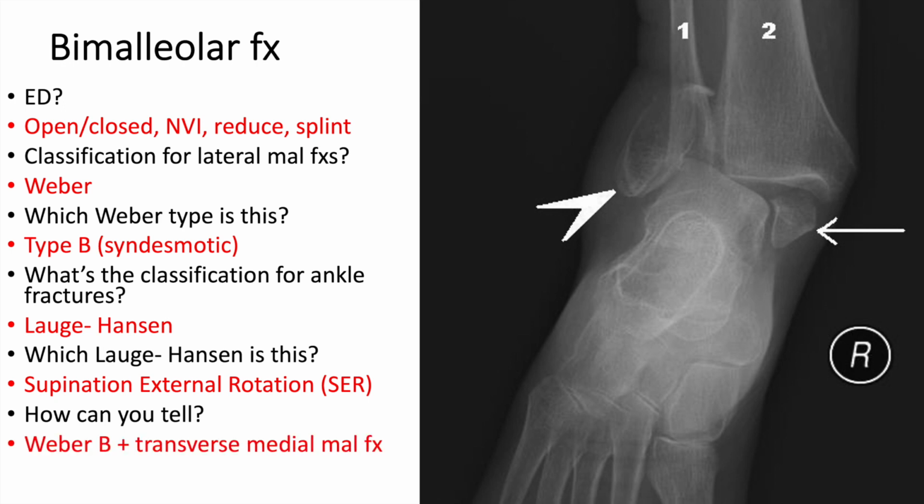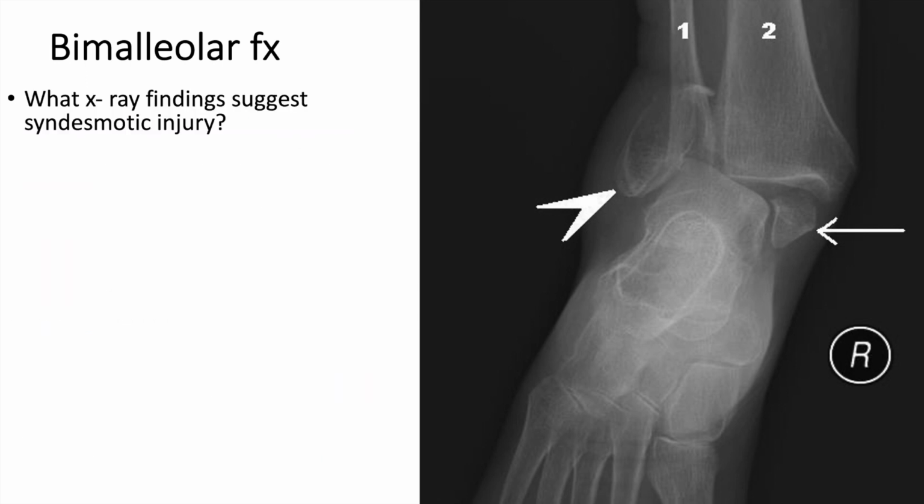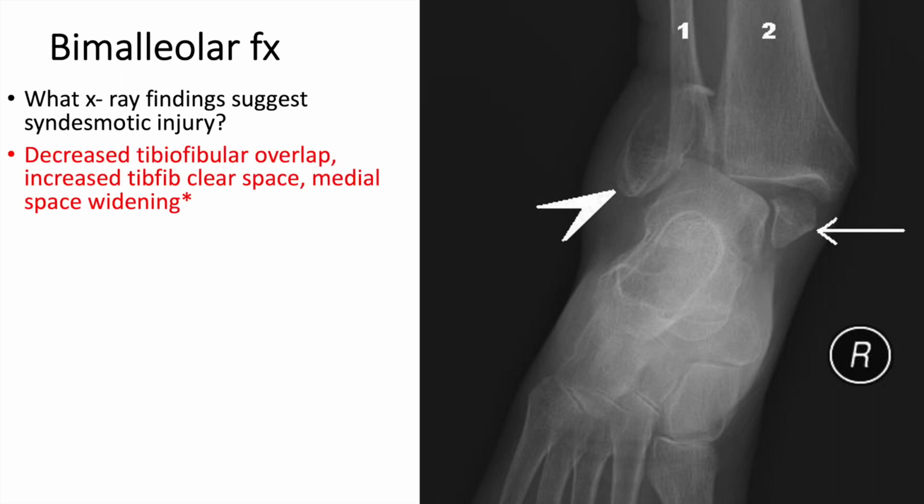All right, so let's up the ante. So ankle is very high yield, so we're going to take our time here, like I said earlier. So what X-ray findings here suggest a syndesmotic injury? All right, so in general, it'll be decreased tibiofibular overlap, increased tib-fib clear space, and medial space widening. I put a star there because medial space widening doesn't exactly mean it's a syndesmosis injury. It's associated with syndesmosis injury. However, it's usually what's actually injured is something else.